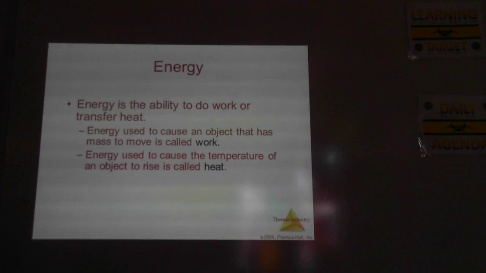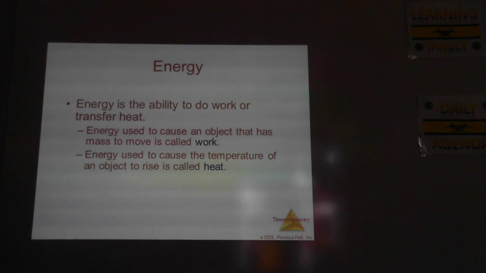And so we don't deal with a whole lot of work in chemistry. Instead, we deal with the other aspect of energy, which is heat. So the energy that's used to cause the temperature of an object to rise is heat. So you can see here there's really two aspects of energy. You have the work aspect and the heat aspect. And this chapter is going to focus on the relationship between the two of those different forms or versions of energy. So first, a discussion of some of the different types of energy.